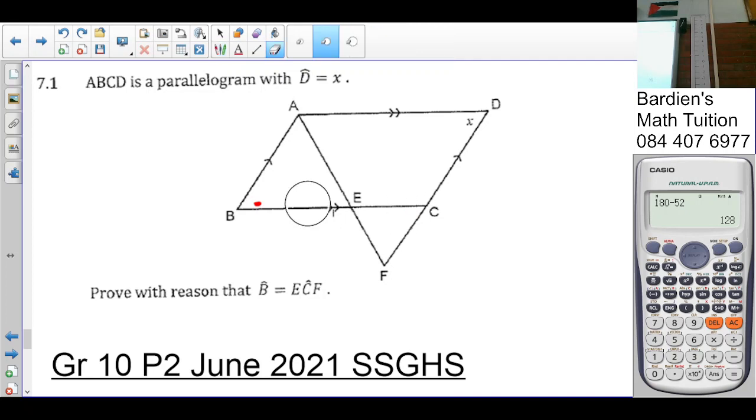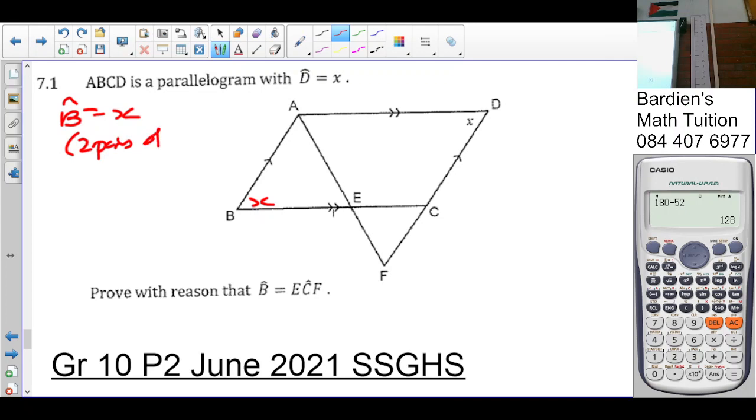Right. So when we start from here, which other angle is equal to X? Why is B equal to X? Right. Did I tell us the parallelogram? Yes. Nice. So angle B is equal to X. Why? Two pairs of opposite angles equal in a parallelogram. So right. If I can get an X here, I've done the job. Right. So what else can we say here?